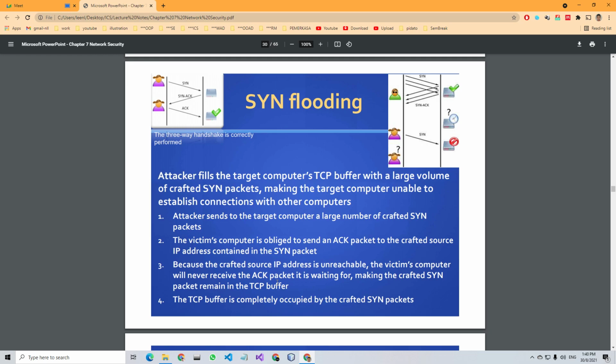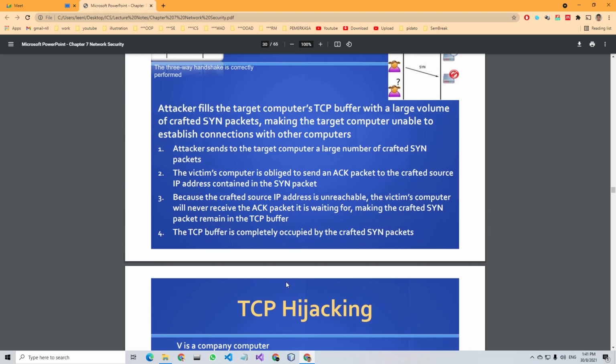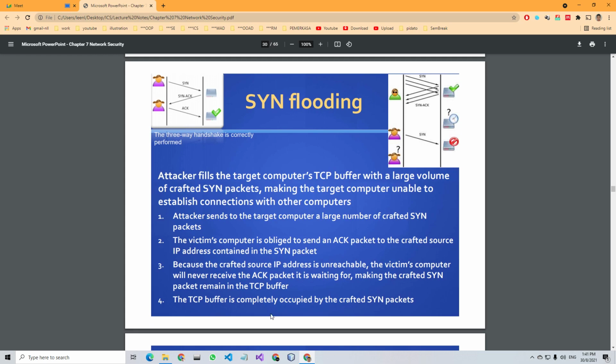Here is showing the process. The attacker sends the target computer a large number of packets, and then the victim computer is offline to send. Because the IP address is unreachable, the victim computer will never receive. Last one, completely occupied. This shows the whole process of SYN flooding.